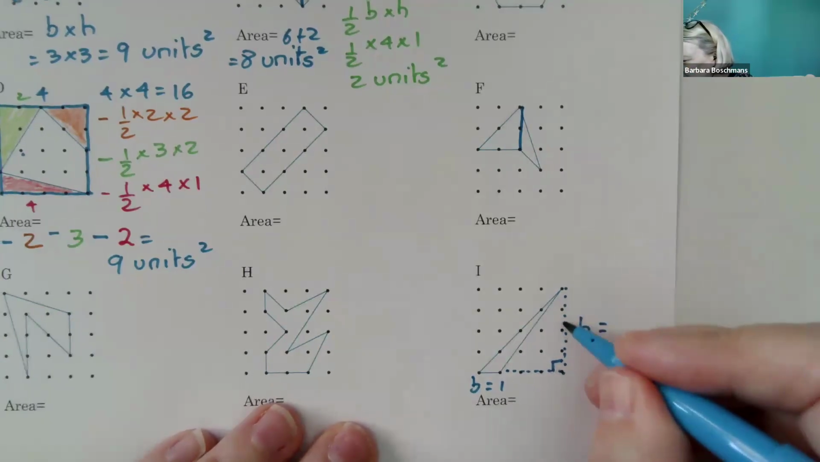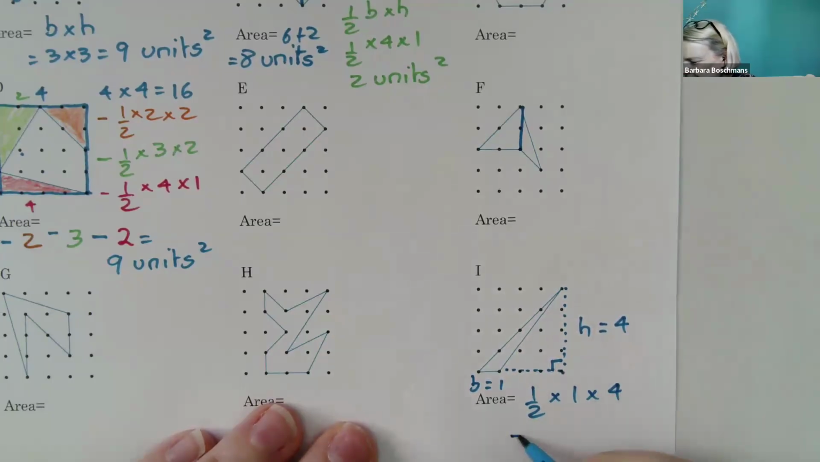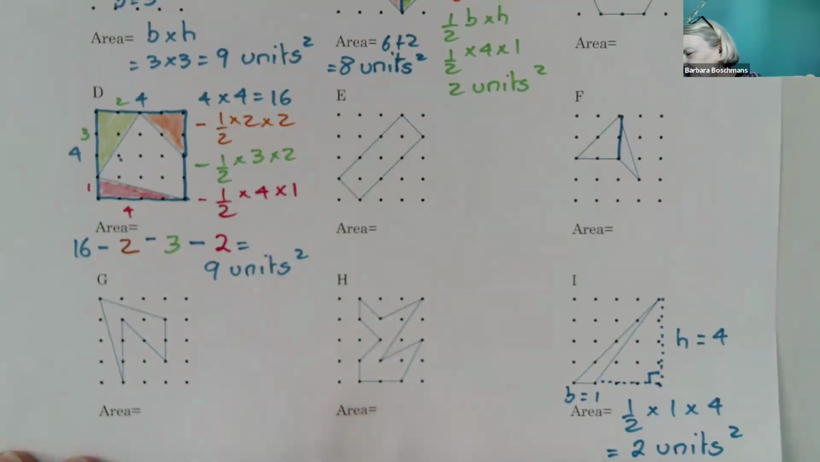Your height here is 1, 2, 3, 4. It's still going to be 1/2 times base times height, and you end up with 2 units squared. H has got an interesting shape. Again, you can cut it on the inside or the outside. It is possible to get fraction answers, so they are not going to be all whole numbers.